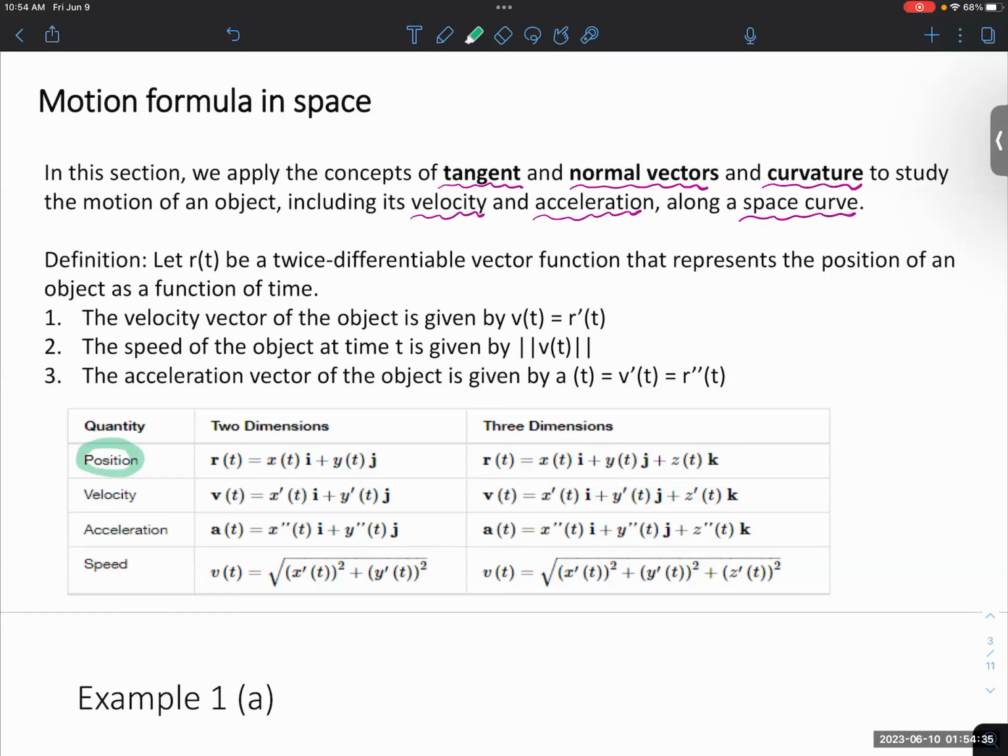I'm going to show you two things: one in 2 dimensions and another in 3 dimensions. You have 2 components in 2 dimensions as a position function, or 3 components as a vector in 3-dimensional space. By taking the derivative, you can find the velocity. By taking the second derivative, you can find the acceleration of the motion. This is the motion formula in space. If you take the magnitude of the velocity, that's going to be the speed in 2- and 3-dimensional space.